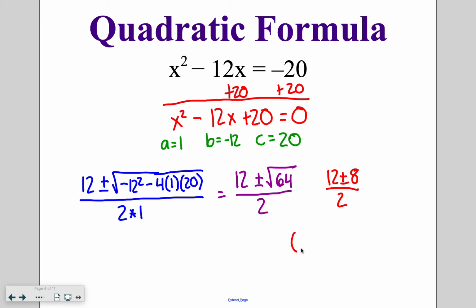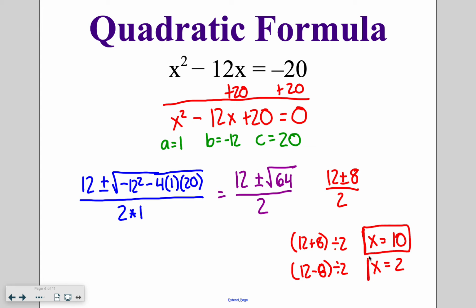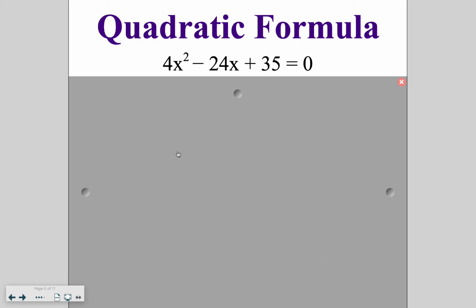So you would plug in your calculator 12 plus 8 in parentheses to keep that together, and then divided by 2. So for your first answer, you are going to find out that x is equal to 10. Then we do 12 minus 8 and divide that by 2. And that is going to give us our second answer of x is equal to 2. So we solve our separate pieces here, one with the plus and one with the minus. Go ahead and try this one on your own.